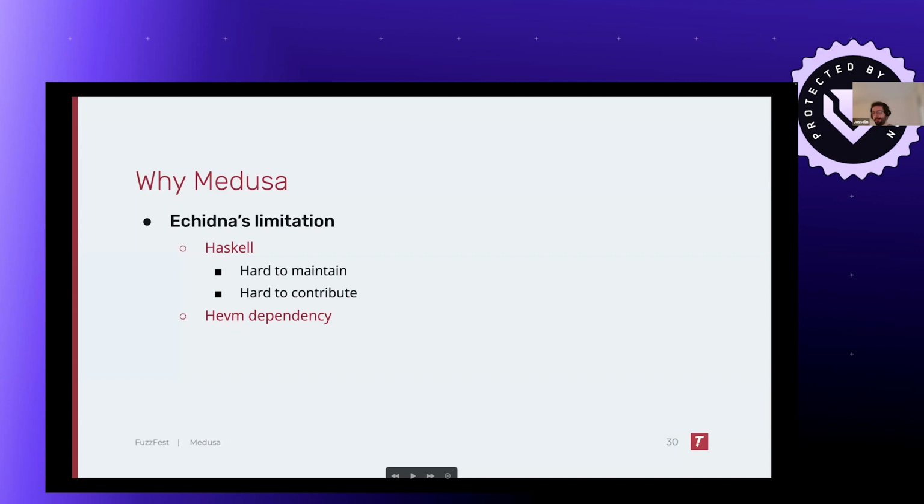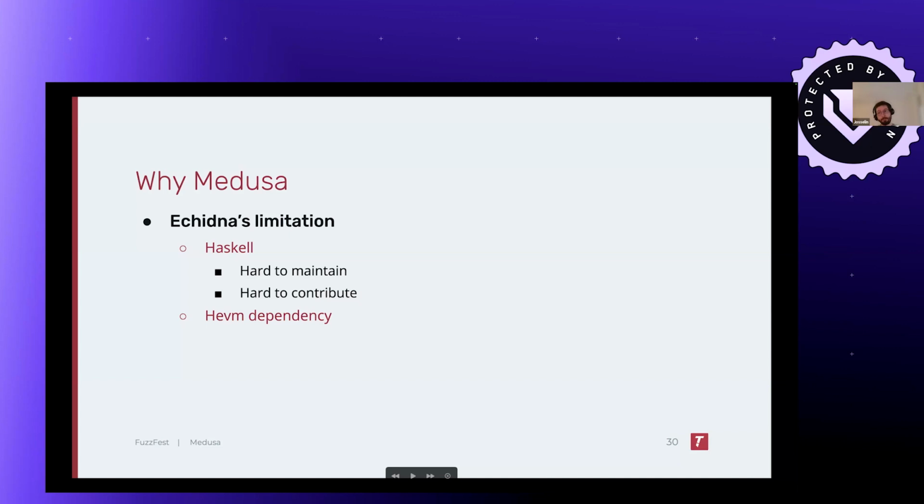Not many people know how to develop in Haskell. Not many people are in the blockchain space. Finding people that can do Haskell and can work within the blockchain space is pretty limited. So I think Haskell is a good language, but for our use case, it is difficult in terms of long-term sustainability for our fuzzer. We also have a dependency on HEVM.